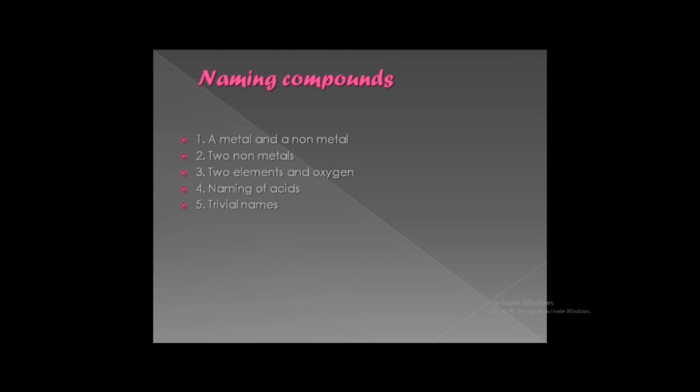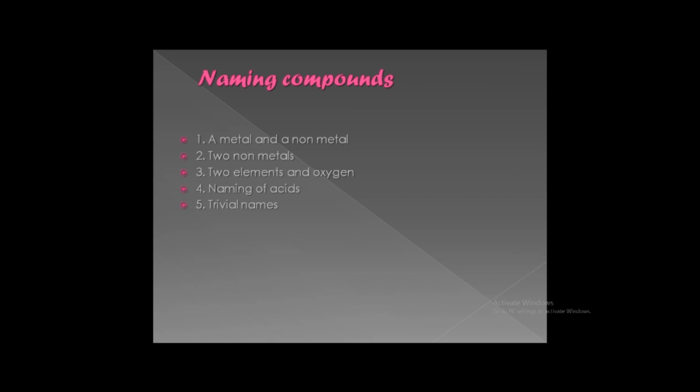Fourth rule, how to name an acid. Now acid can be of two types. One will be binary acid, means it is having hydrogen plus one non-metal. Second will be an acid which contains hydrogen plus one other non-metal plus oxygen will be also there.